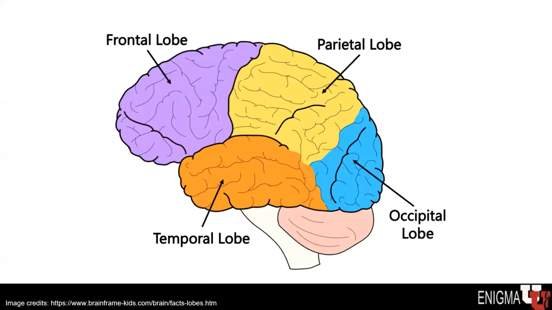Now, the forebrain can be further split into four sections called lobes. We have the frontal lobe here, the parietal lobe, the occipital lobe, and the temporal lobe. Each lobe roughly deals with different types of information, but the lobes will also work together and communicate with each other in order to process information.